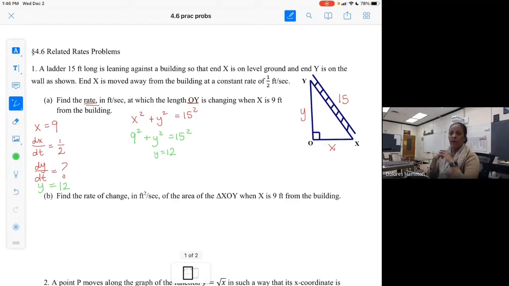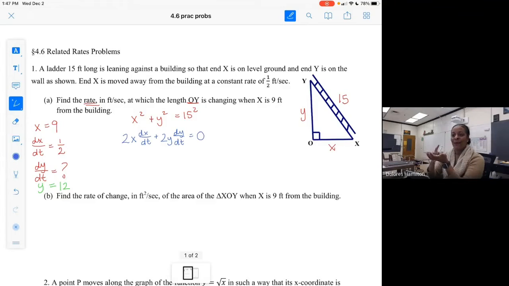So here we go. I'm going to erase the green stuff. And I think we're now ready to implicitly derive this equation, x squared plus y squared equals 15 squared, with respect to time. And if we did derive that implicitly, we would have this, 2x dx/dt plus 2y dy/dt equals 0. Now comes the personal preference.